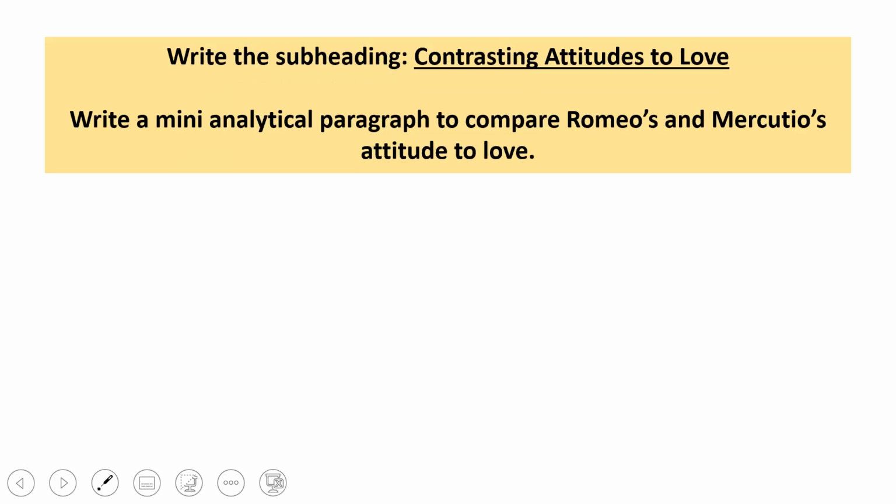Okay, so now what I would like you to do is write the subheading "contrasting attitudes to love". Underneath that, you're going to write a mini analytical paragraph. I'll explain that to you in a second, but pause the video, write the subheading, and then come back. Okay, so a mini analytical paragraph here is going to be used to compare Romeo's and Mercutio's attitude to love, as we've seen both of them express their views in this lesson.